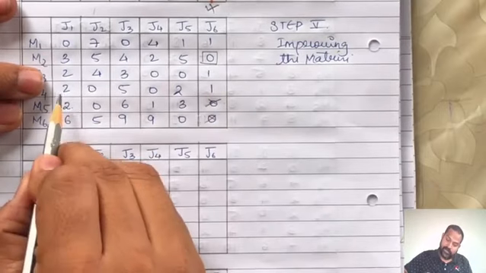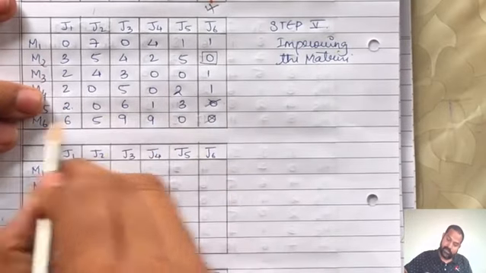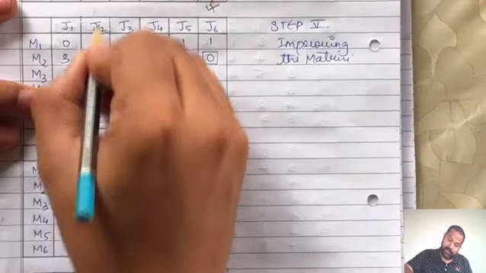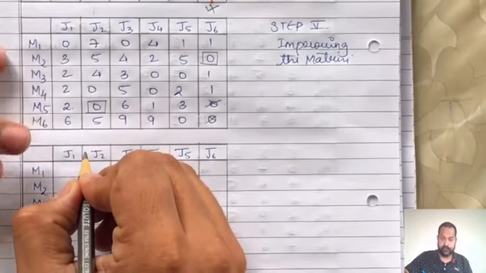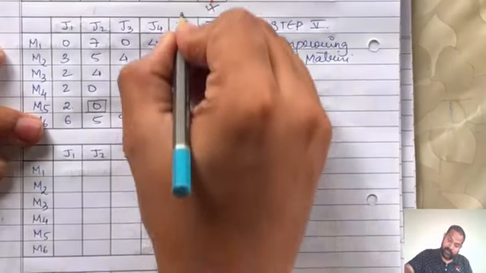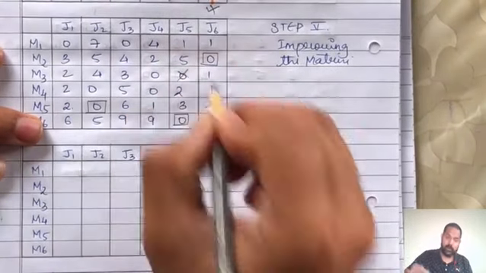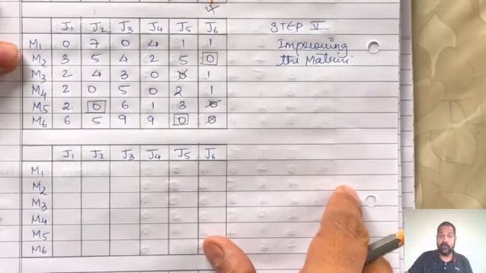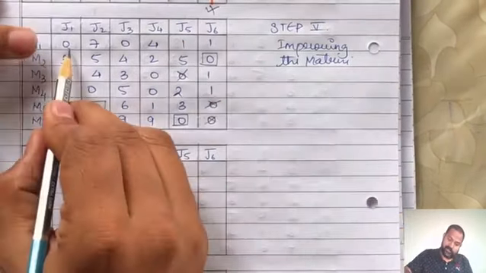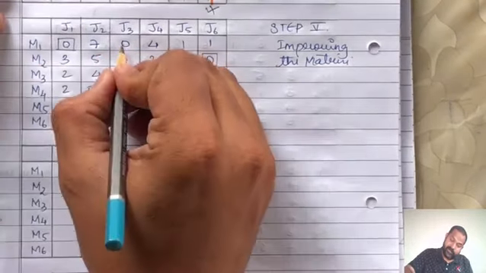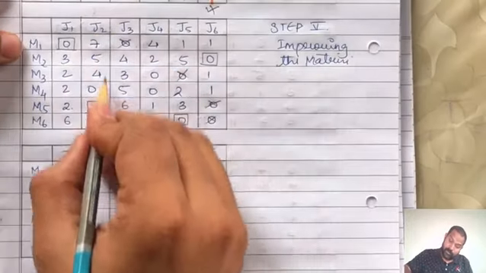Two zeros can't do anything. One zero, fantastic, mark it as an assignment, cancel every zero in that column. Let's start doing this column wise now. Column wise, one zero, mark it as an assignment, cancel every zero in that row.